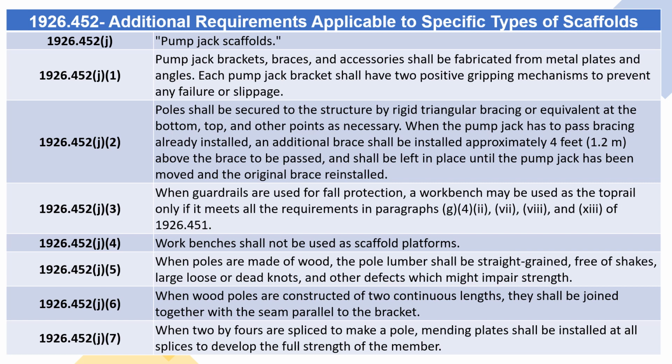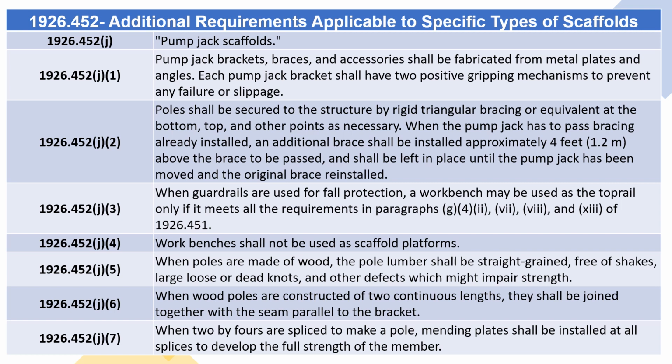When guardrails are used for fall protection, a workbench may be used as the top rail only if it meets all the requirements in paragraphs G, 4, 2, 7, 8, and 13 of 1926.451. Workbenches shall not be used as scaffold platforms.